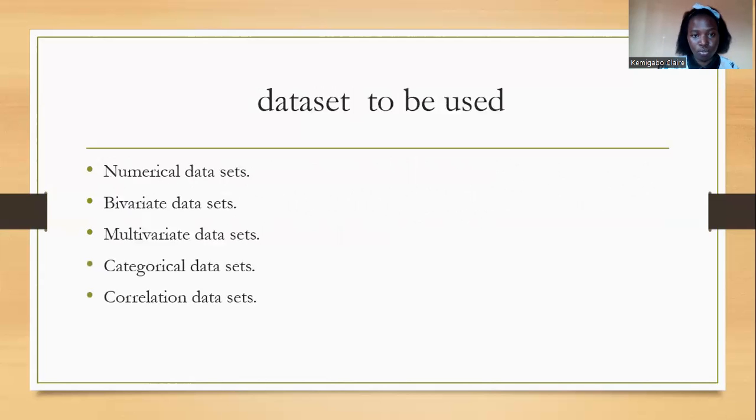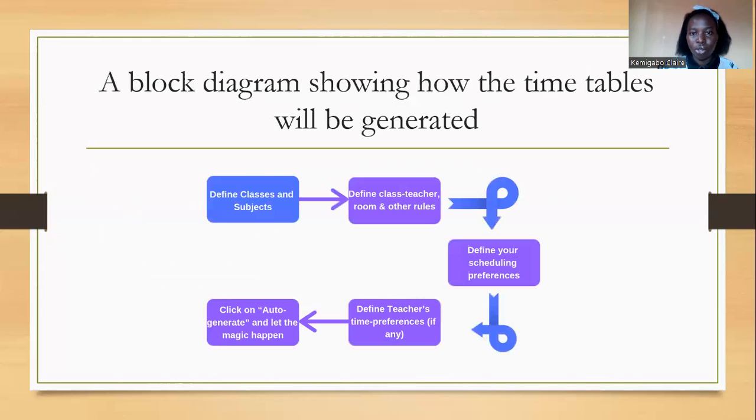The data sets that are going to be used are numerical data. As you know, we are going to be dealing with digits and integers, like the time and the period of hours that you're going to spend in a lecture. Then we have the multivariate data sets, the categorical data sets, and correlation, to show the correlation between the different subjects. Next is the block diagram showing the data tables that will be generated.